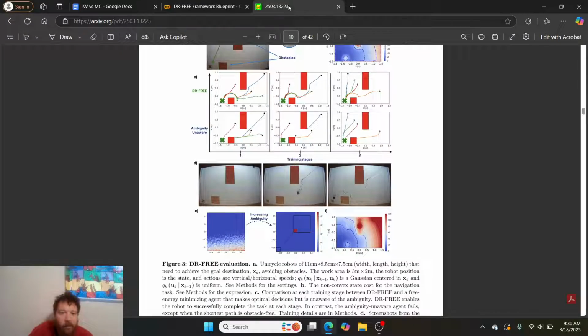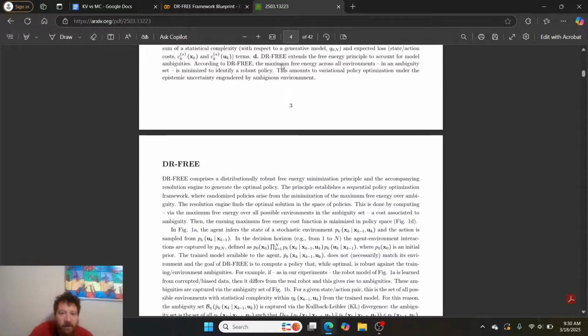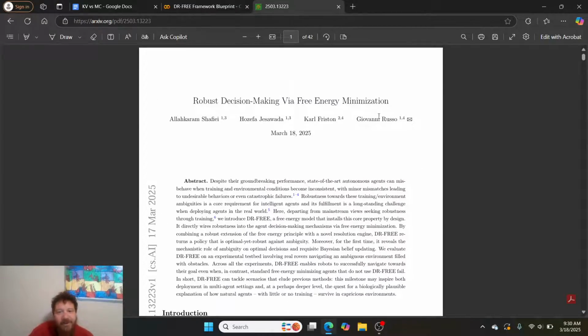Overall, this is a cool framework to me, DR-free. Super glad that they introduced it. Super glad I read this paper, especially because of that debate overall yesterday. To me, it all comes down to environmental learning, right?